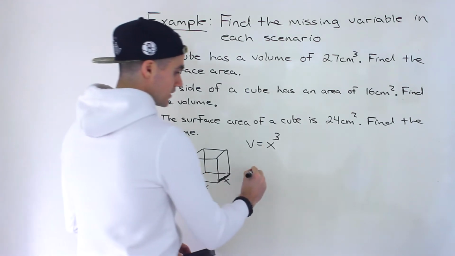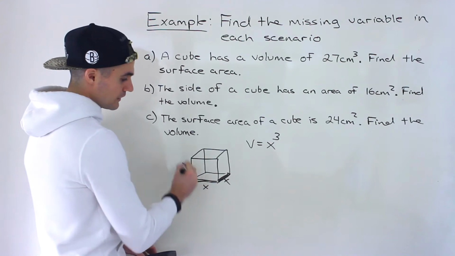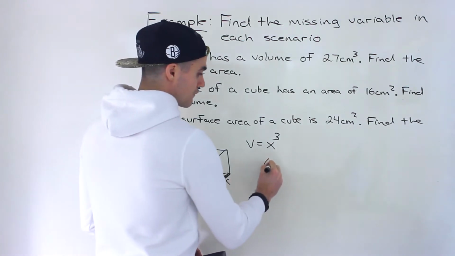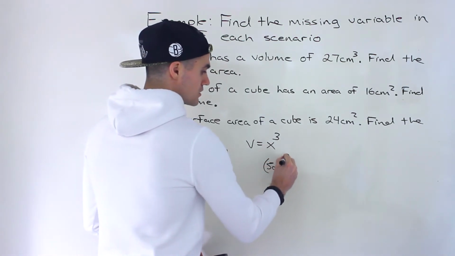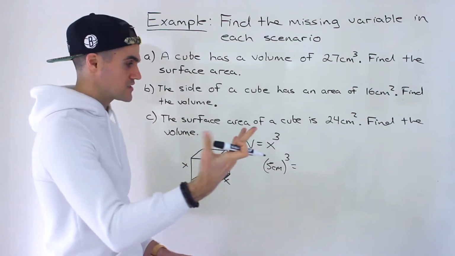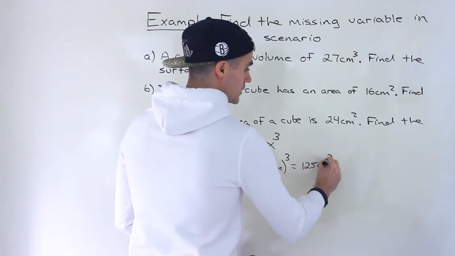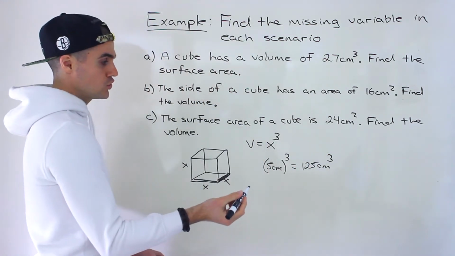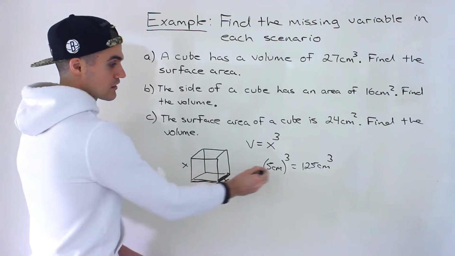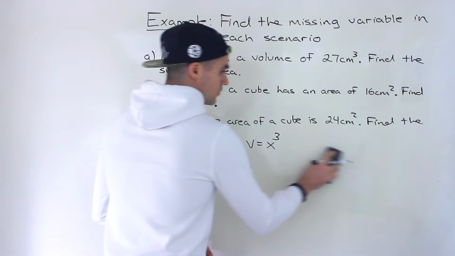So for example, let's say that one of the lengths, or all of the lengths, are 5 centimeters. We'd have 5 centimeters to the power of 3, which would be 5 centimeters times 5 centimeters times 5 centimeters, which would give us 125 centimeters cubed. That would be the volume of a cube where the length is 5 centimeters. Okay, so that's the volume.